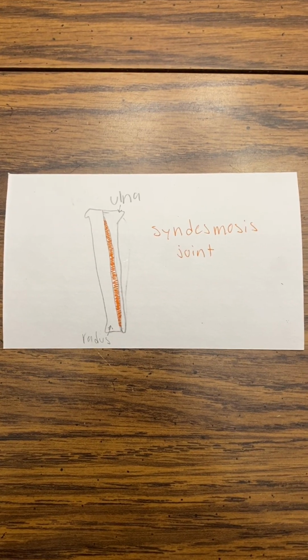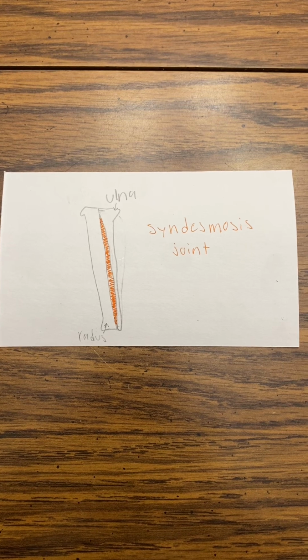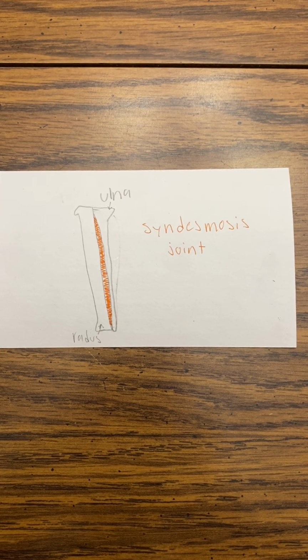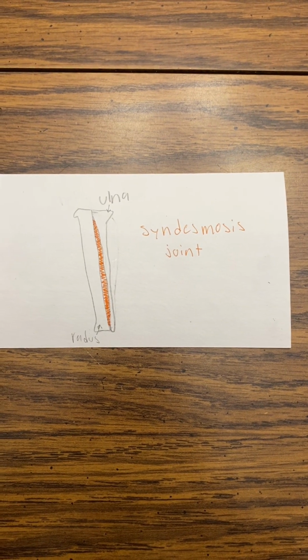The third one is a syndesmosis joint. It's slightly more movable because its fibers are a little bit longer. The fibers hold two bones next to each other. An example is the ulna and the radius.